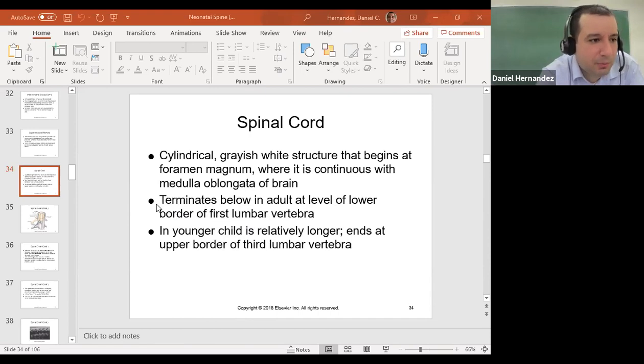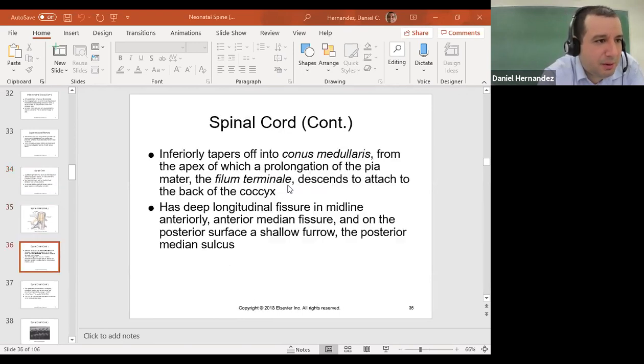So that's going to be important when we're doing our spinal ultrasounds, that that conus medullaris, or that tip of the spinal cord, does not extend past the L2 vertebra. Because if it extends past that L2 vertebra, that is indicative of a low cord or a tethered cord.